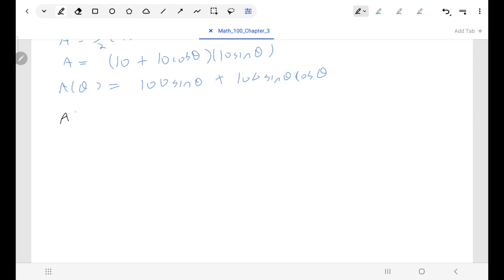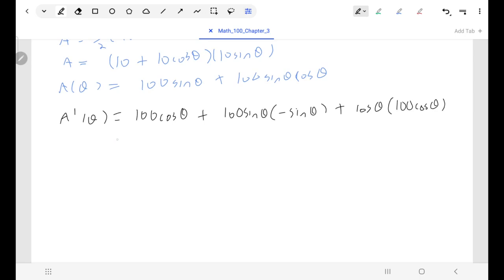So let's go for A prime. And away we go. Derivative of sine is cosine. And then I have now a product, so product rule. First thing as it is, derivative of the second, derivative of cosine is negative sine, plus the second thing as it is, derivative of the first. Derivative of 100 sine is 100 cosine. So we get 100 cosine theta, and then plus 100 cosine squared minus 100 sine squared.